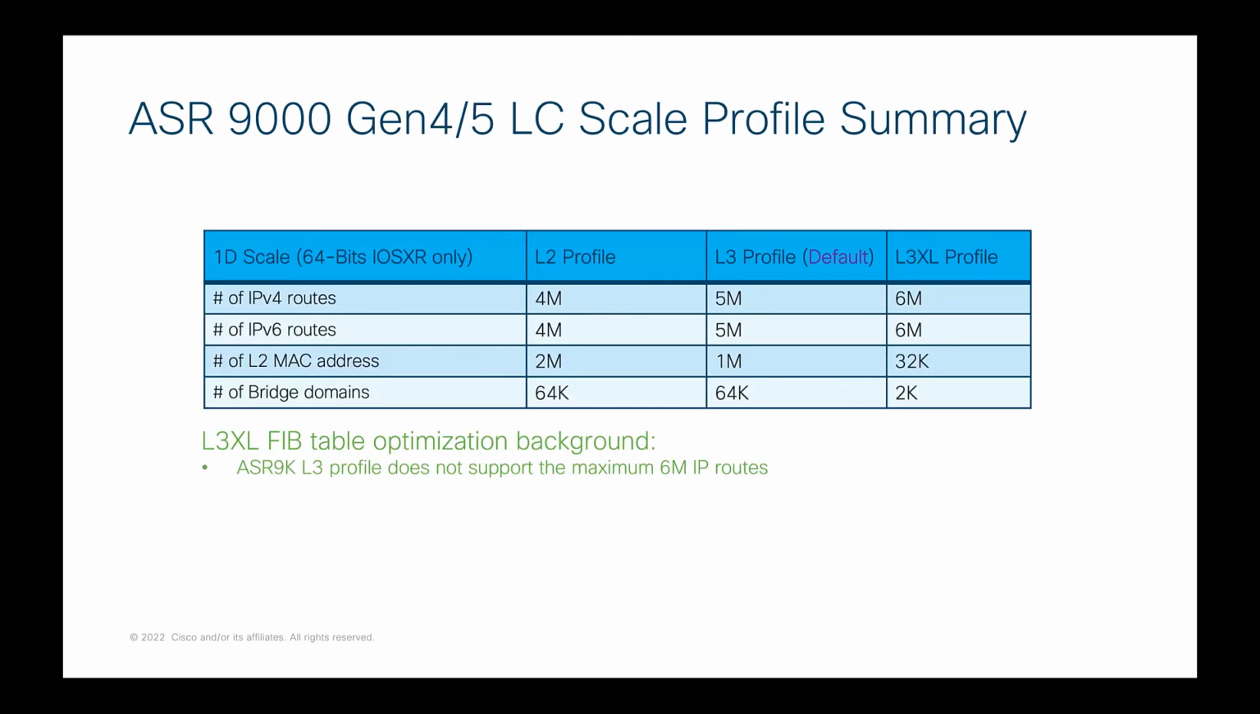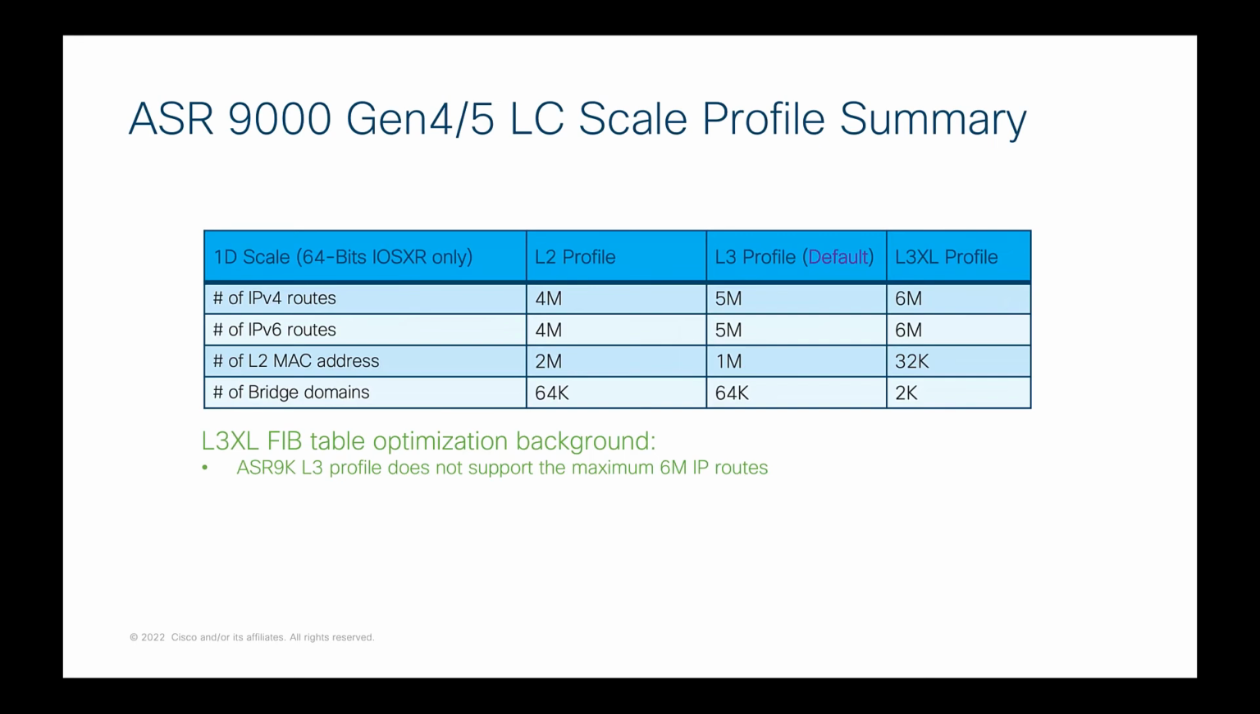The generation 4 and 5, which is the Lightspeed Plus scale profile, is very interesting. You have the same IPv4 and IPv6 FIB table support size. One of the reasons is because we are hashing based. We use the layer 3 profile as the default, and we support 5 million IPv4 or IPv6 forwarding entries. If you want the system to be more layer 2 function focused, then you can select the layer 2 profile.